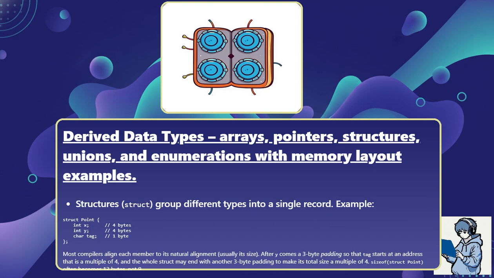Structures, pronounced struct, group different types into a single record. Example: struct point { int x; // 4 bytes, int y; // 4 bytes, char tag; // 1 byte };. Most compilers align each member to its natural alignment, usually its size. After y comes a 3-byte padding, so that tag starts at an address that is a multiple of 4, and the whole struct may end with another 3-byte padding to make its total size a multiple of 4. sizeof(struct point) often becomes 12 bytes, not 9.